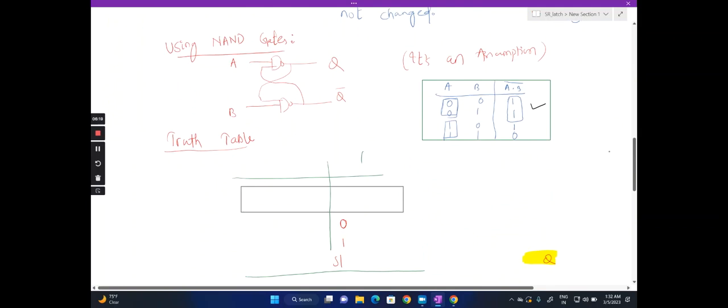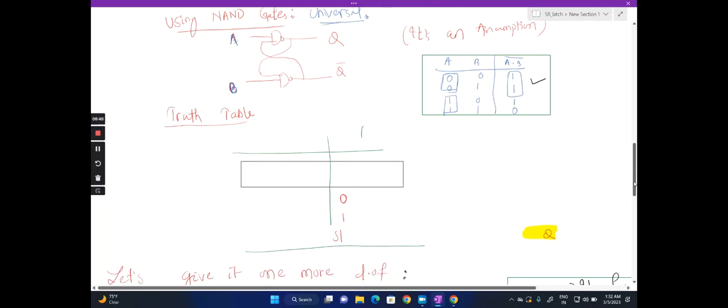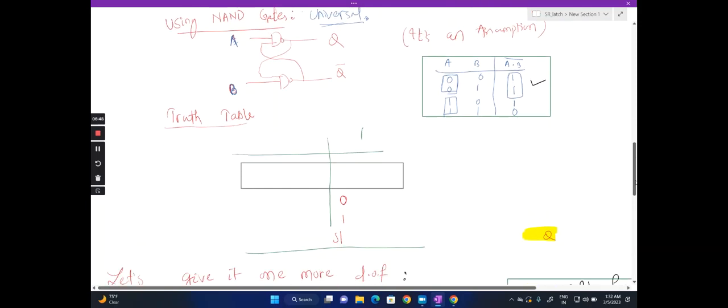That's why we use NAND gates for this. NAND gates and NOR gates, we know, are universal gates, and we are using them in this circuit. We see that A and B are the inputs from the user, so the user has control now. So let's draw the truth table for this circuit.